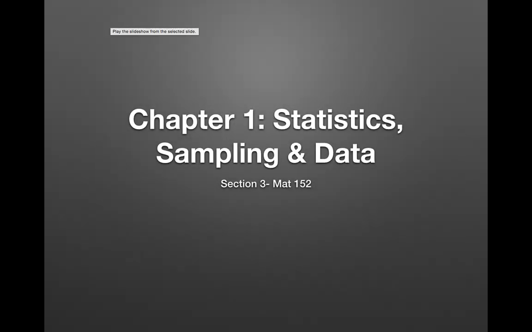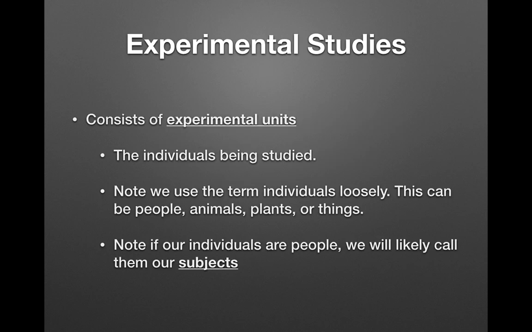Alright, so we're going to go ahead and dive right on into section 3 of chapter 1, and we're now going to talk about the different types of experiments and how those experiments can be designed. So when we're talking about experimental studies, it's going to consist of experimental units. And experimental units are just basically our individuals being studied.